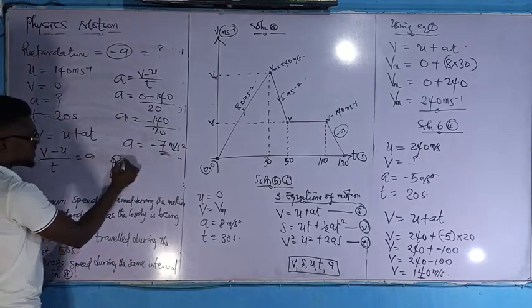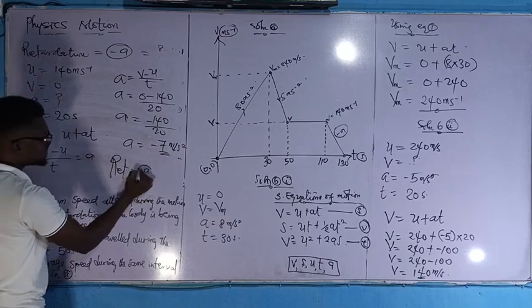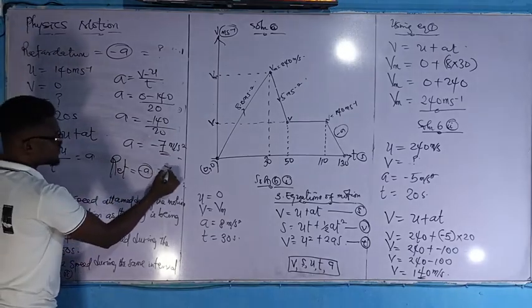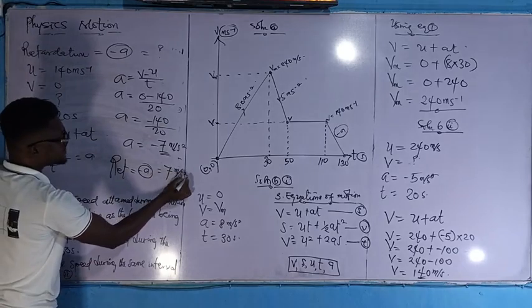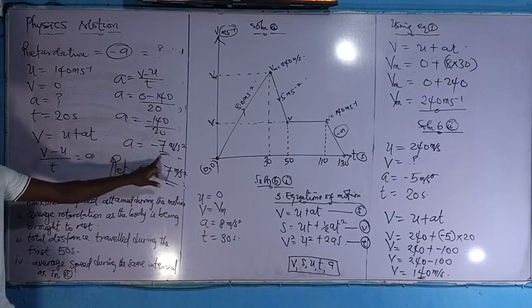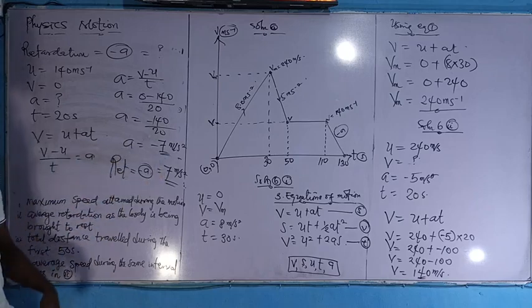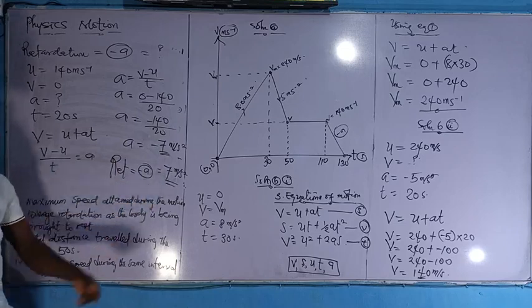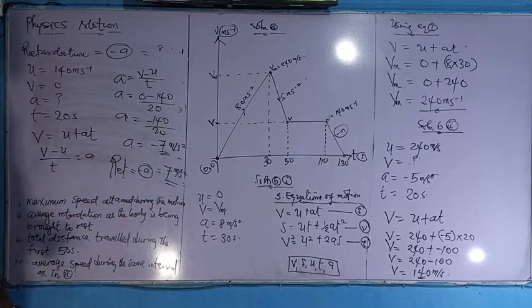So retardation will be negative acceleration, which will now be 7 meter per second squared. So either you write it in this format that acceleration is minus 7 meter per second squared, or retardation is 7 meter per second squared. And that summarizes question number BII.